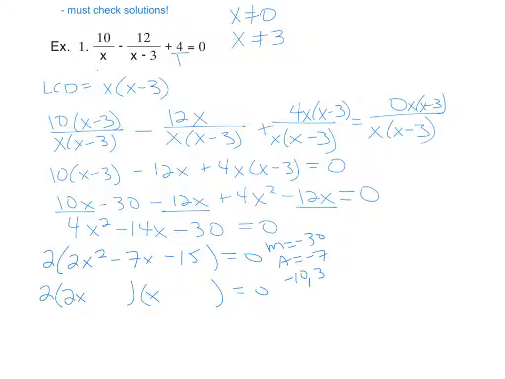So what's going to give me either negative 10 or 3? This has to be a minus 5, so this times this gives me negative 10x. And this is going to have to be a 3, so that this times this gives me the positive 3x. And I know that 3 times negative 5 is going to give me my negative 15. So I use the guess and check method here. If you like to make it 4 terms and factor by grouping, you can still do that. So I now have 2 times the quantity 2x plus 3 times the quantity x minus 5 equals 0. And I can set each of those factors equal to 0.